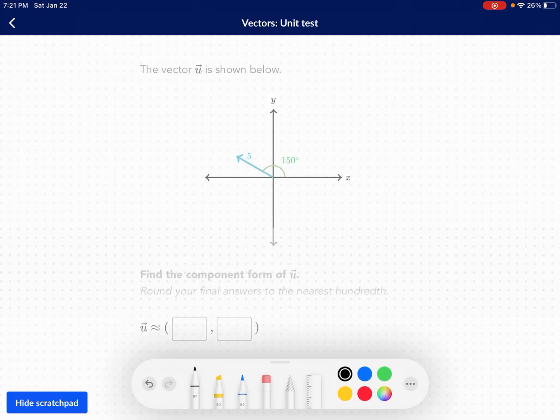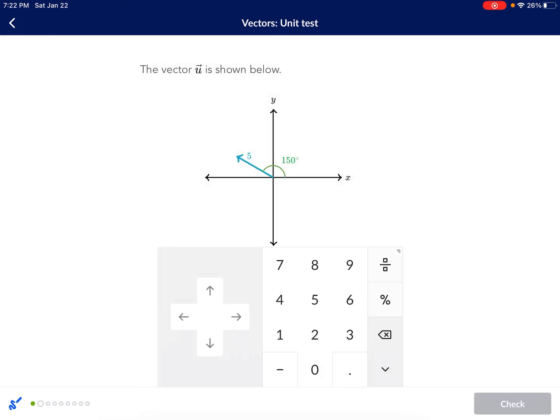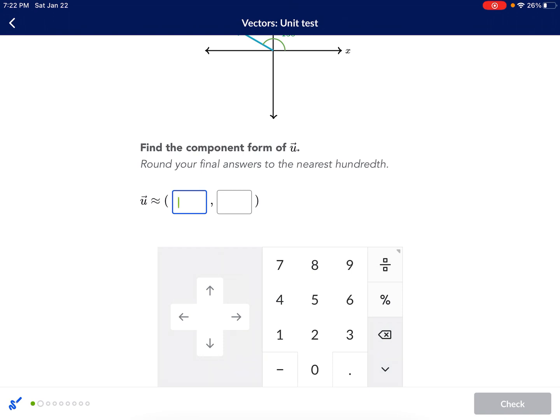Find a component form. 5 cosine 150 degrees for the x component and 5 sine 150 degrees for the y component. And I'll make sure to type it correctly in my calculator this time, because last time I messed up. So 5 cosine 150 is that, and 5 sine 150 is that. So I'll just type this in the calculator. -4.33 and 2.5.